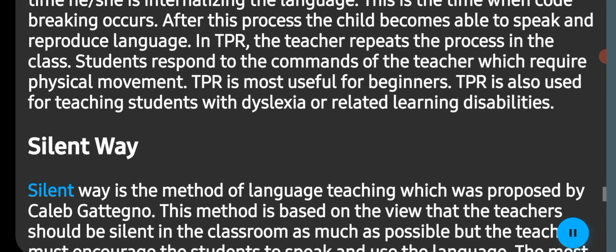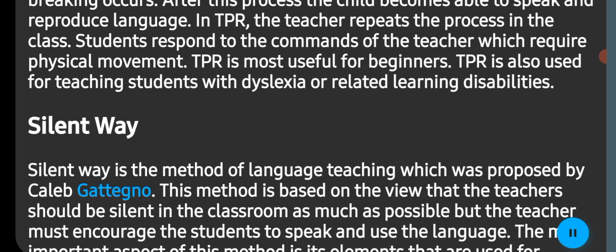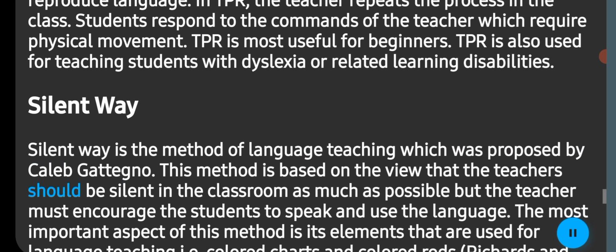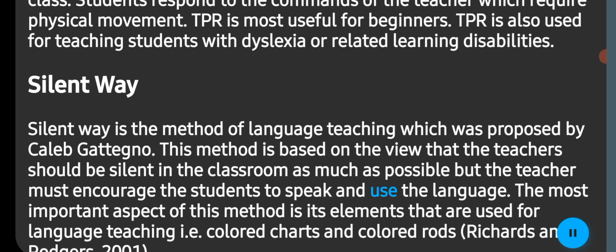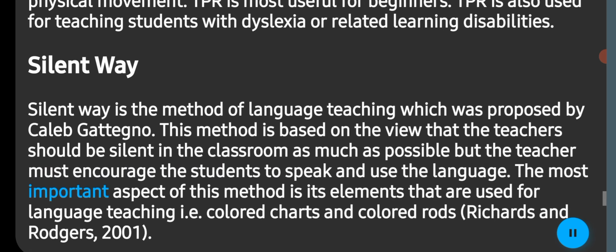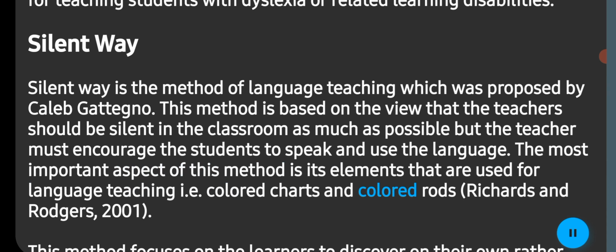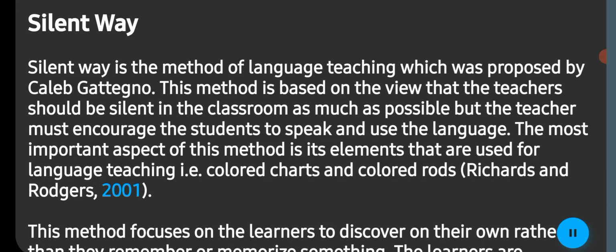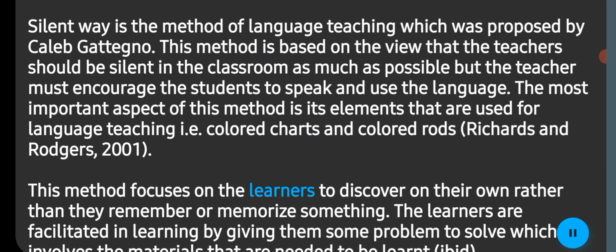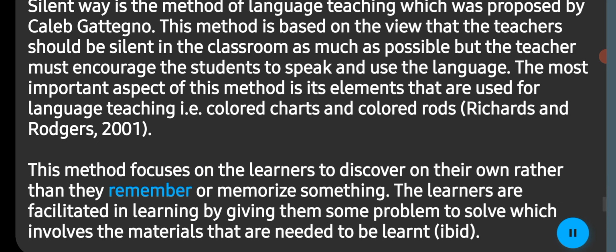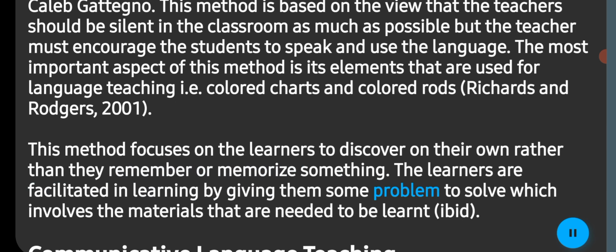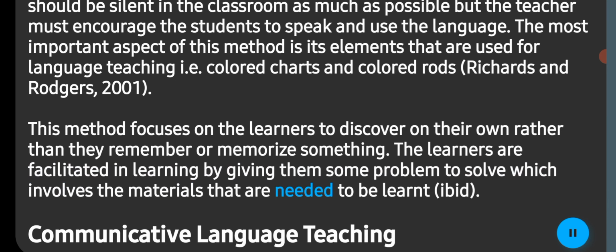Silent way. The silent way is a method of language teaching proposed by Caleb Gattegno. This method is based on the view that teachers should be silent in the classroom as much as possible, but the teacher must encourage the students to speak and use the language. The most important aspect of this method is the elements used for language teaching, i.e., colored charts and colored rods. Richards and Rodgers, 2001. This method focuses on learners discovering on their own rather than remembering or memorizing something. The learners are facilitated in learning by giving them a problem to solve which involves the materials that need to be learnt.